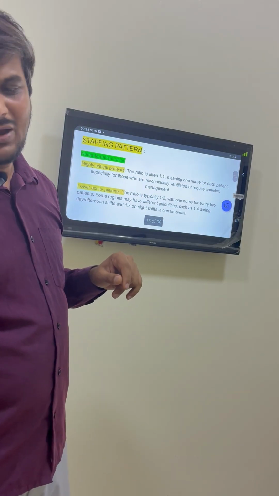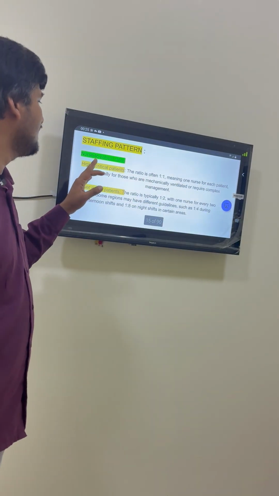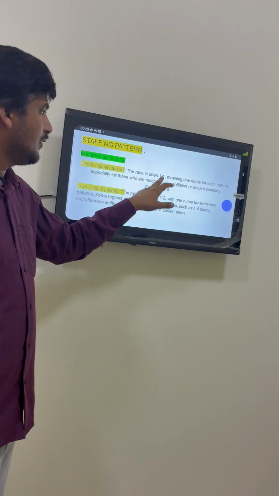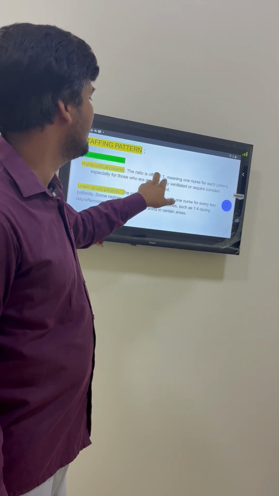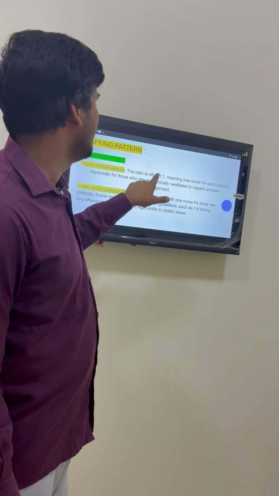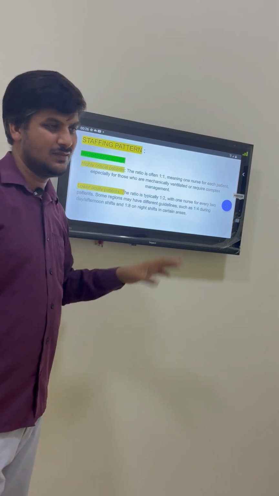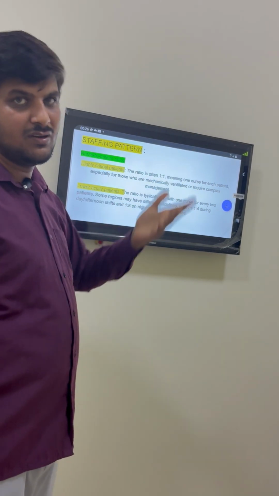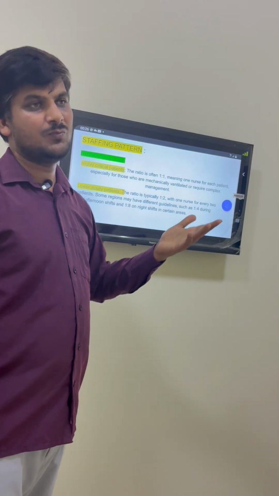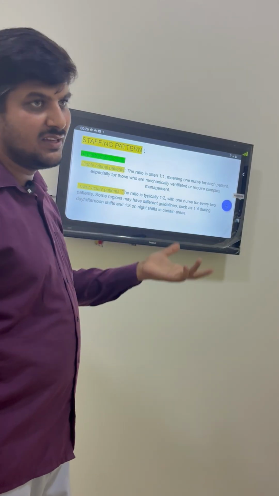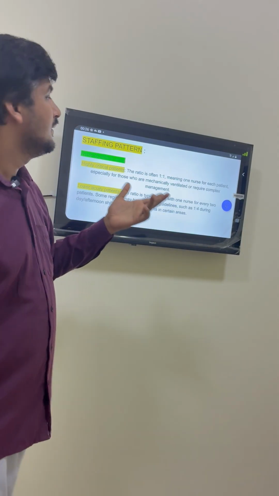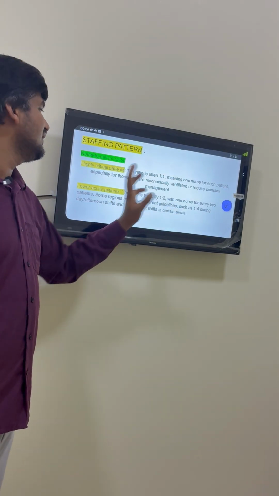Then the staffing pattern in ICU, we can see the staffing pattern. Usually the patient and staff ratio will be 1:1. Suppose it's like ECMO cases, severely infected, multiple infusions, means suppose the patient is having multiple inotrope support, sedation, severely injured, then for this kind of patient 1:1 is recommended.